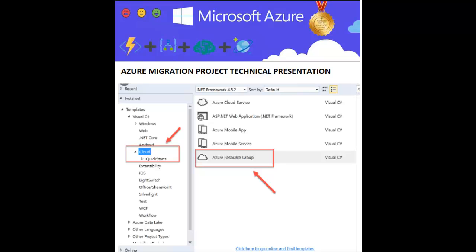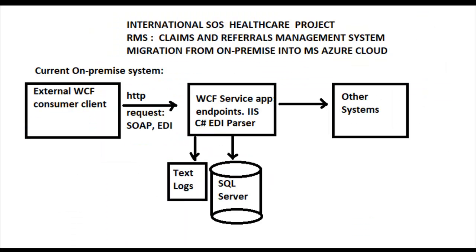Hello, this is Gregory Minkovsky with a technical presentation for the RMS project for International SOS, a presentation of a proof of concept for an Azure migration project. We have an on-prem .NET C# API application called RMS.